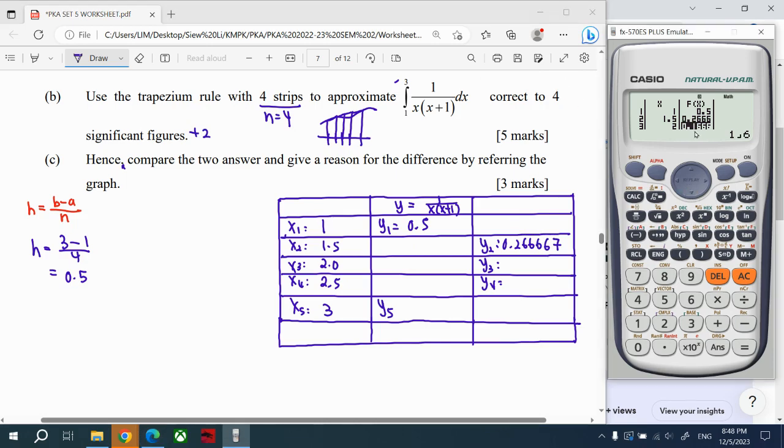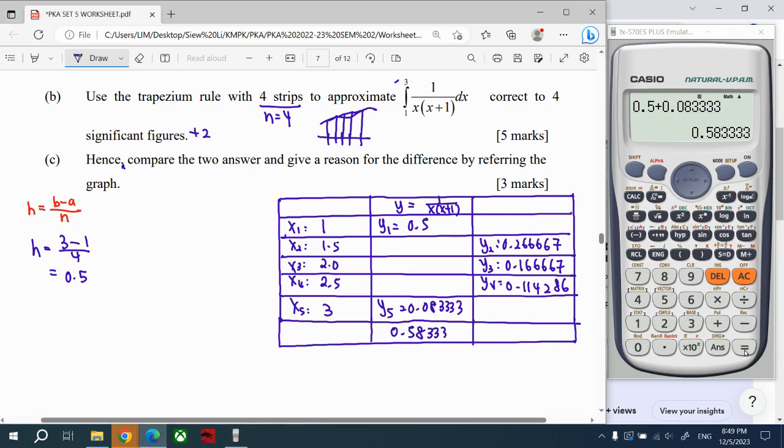Then continue for y3. So y3, we avoid this fraction. We want to see it in decimal or significant figures here: 0.166667. Continue. 0.114286. After that is 7, so therefore we put 286. Then finally, 1 over 12, avoid fraction. What we need in the table here is the numerical decimal value: 0.08333333. Then we total up y1 and y5. Then y2, y3, and y4.